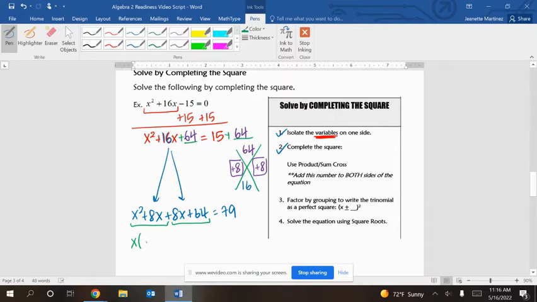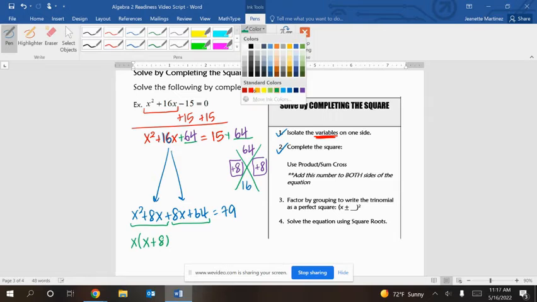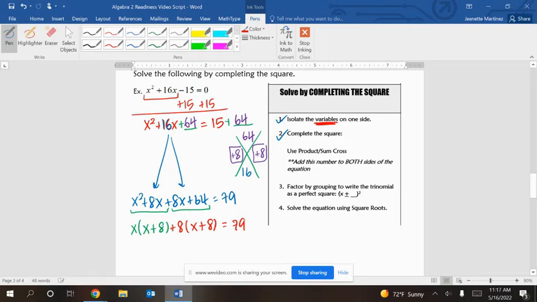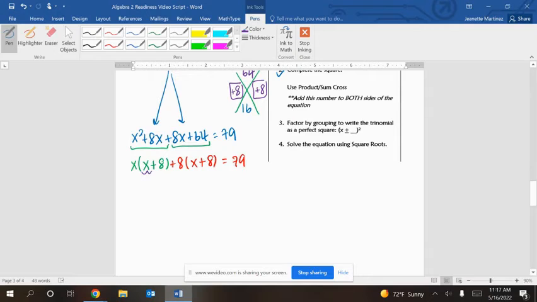They have an x in common with the first one. So I'll say x plus 8 is left over. In the second half, it's going to be positive. Between 8x and 64, they have 8 in common. And I'll get an x plus 8 left over. And I'll still set it equal to that 79, which is the number on the right-hand side. To continue your factoring, you know that you've done it right if this is the same as this, which they are. So that is the greatest common factor.